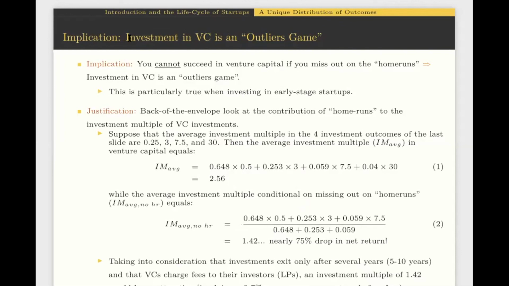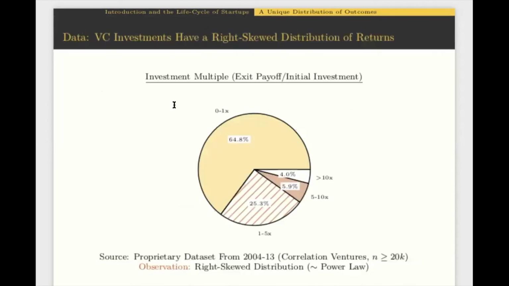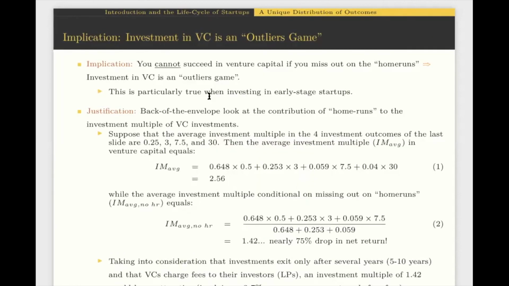One of the things I want to emphasize with this distribution is that it highlights something important to keep track of when you think about investing in startups as a venture capitalist, which is that VC investment is what I call an outliers game. What do I mean by that? Unless you invest in the startups that have the potential to generate the highest returns, you're not going to generate an attractive return to the investors in your venture capital fund.